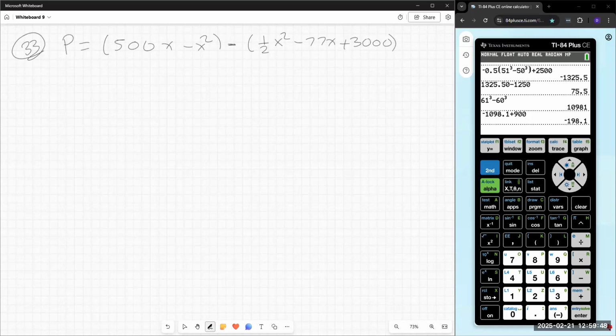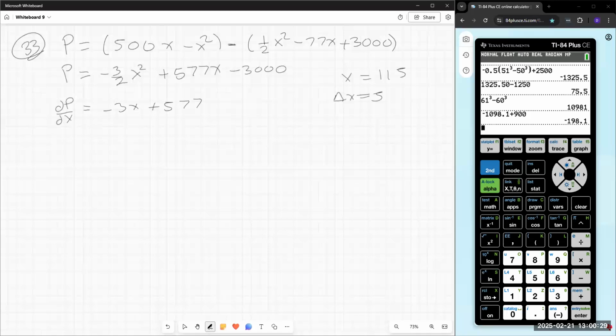And we need to simplify that before we get started. But this is going to be -1 and -1/2 is -3/2 x squared. Then +77 and +500 is 577x minus 3000 will be our profit function. dp/dx will be -3x plus 577. So the x is going to be 115, and now our delta x is going to be 5.